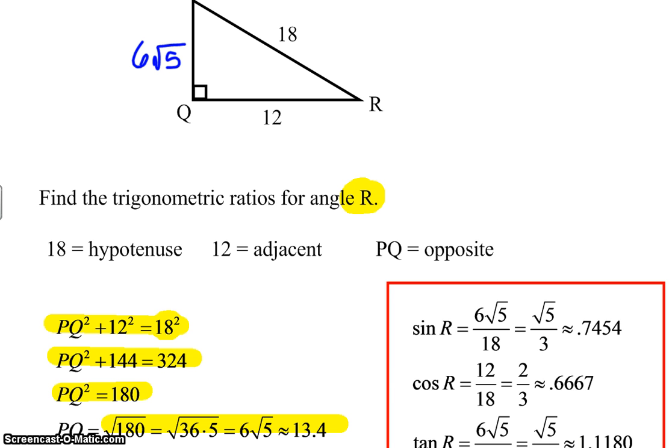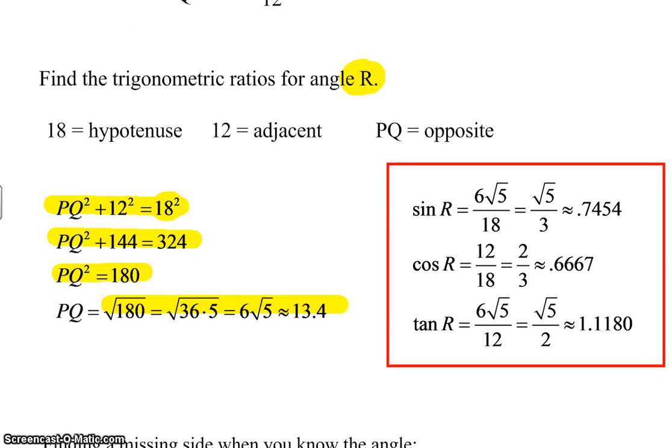We always want to use the exact answers in our work because we don't want to get errors due to rounding. You can see over here where I simply substituted in the numbers. 6 square roots of 5 over 18. I was able to cancel the 6 with the 18 and get the square root of 5 over 3, which is the exact answer. Cosine 12 over 18, 2/3, or 0.6667. And the last one, 6 square roots of 5 over 12. I was able to cancel the 6 into the 12 and get the square root of 5 over 2 for the exact answer.